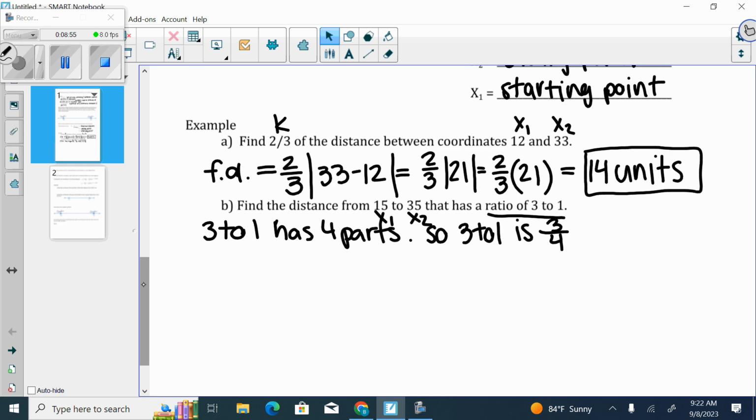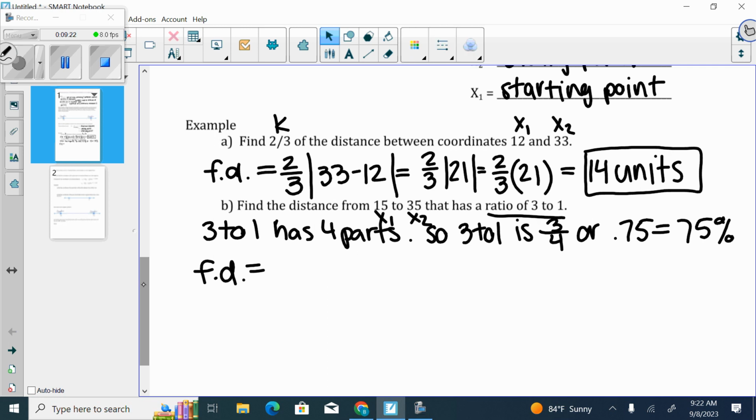Or you could also see this written as a percentage or decimal. Right. So 0.75, which they could have also said as 75%, right? Those all mean the same thing. Okay. So now we have a value for K. They gave us x1 and x2. Now we just need to substitute that information into our fractional distance formula.